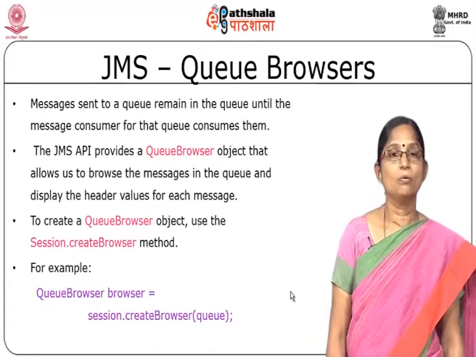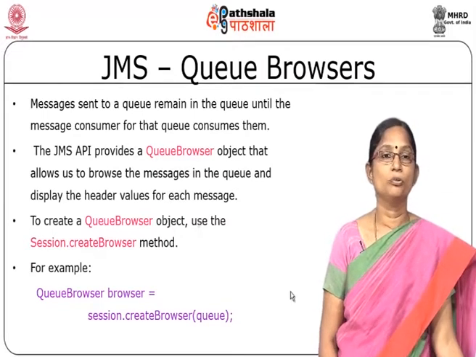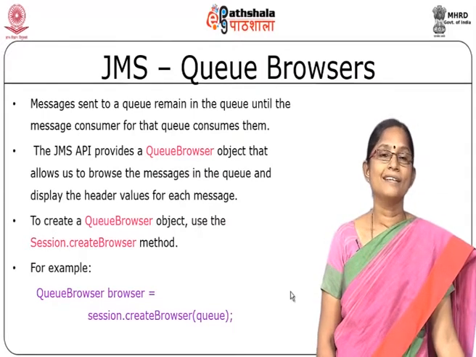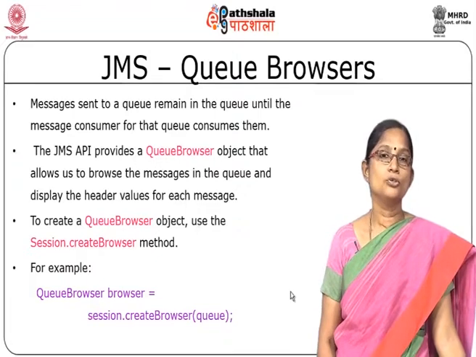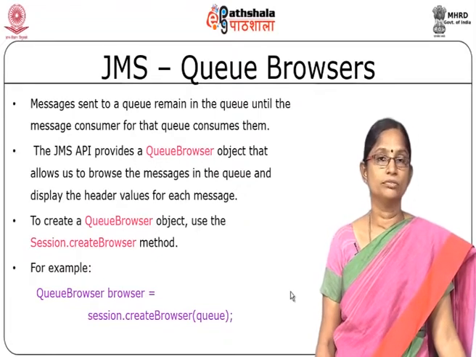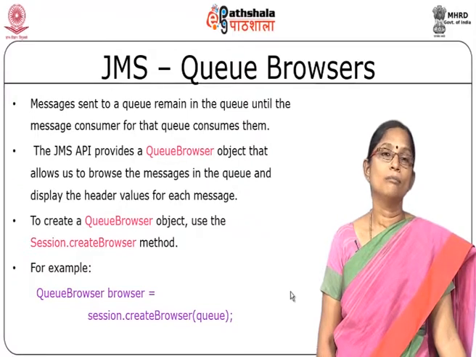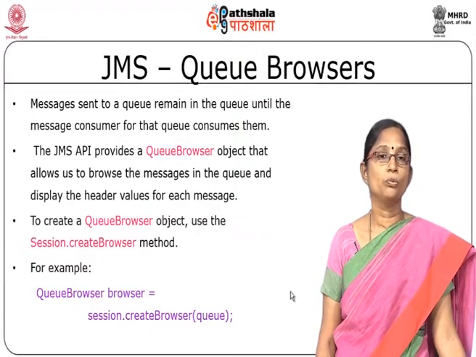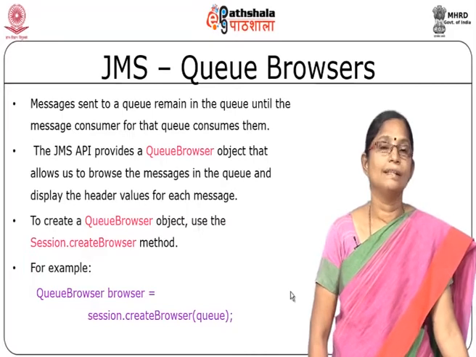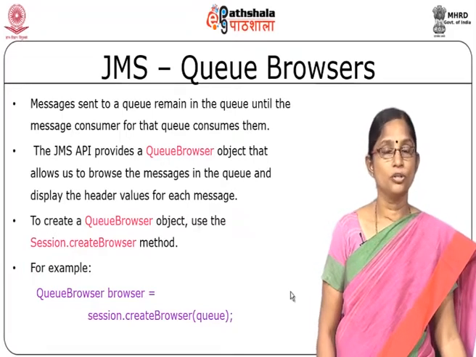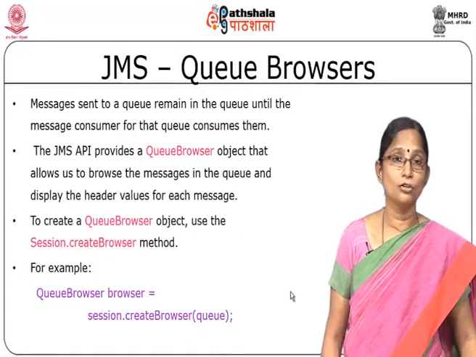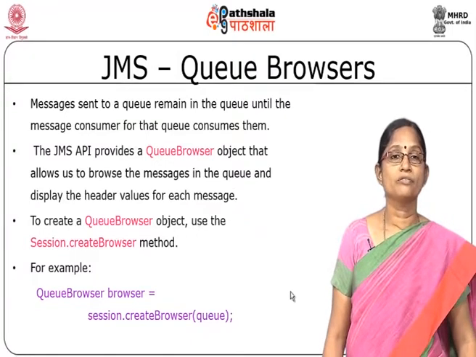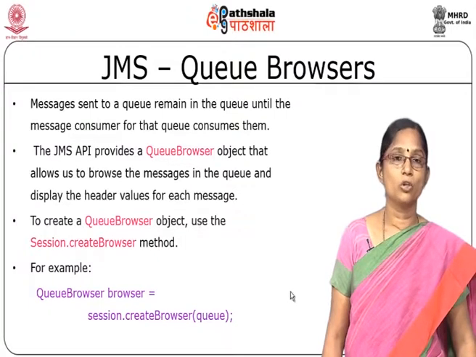Now, the last one of this programming model is going to be the queue browser. So, until this we have seen that the destination is going to make use of either a queue or a topic. The messages sent to a queue remain in the queue. Let us assume that the destination makes use of the queue. In that case, messages sent to the queue remain in the queue until the consumer consumes the message from that queue. So, for that we can make use of the JMS API called the queue browser object.